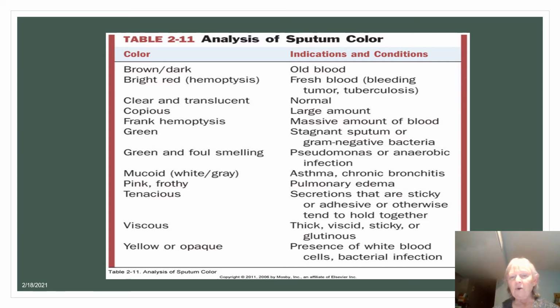Viscous is another one, nice and sticky, okay. Anything yellow or opaque means you have an infection of some sort. It's a presence of white blood cells. Sometimes you'll see people coming in, they'll have yellow secretions, they go to green secretions, go back to yellow secretions, and that's part of the steps of the bacterial problem that they have.